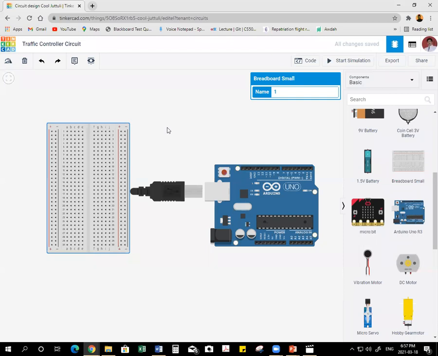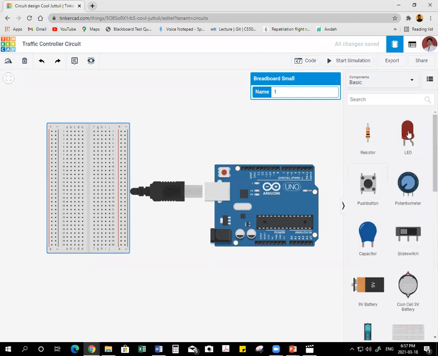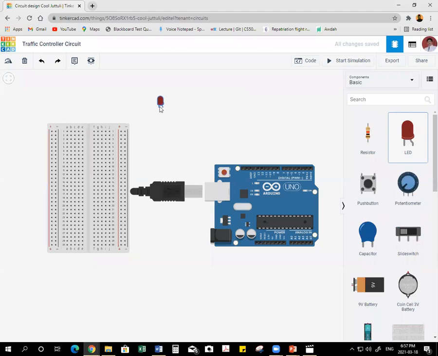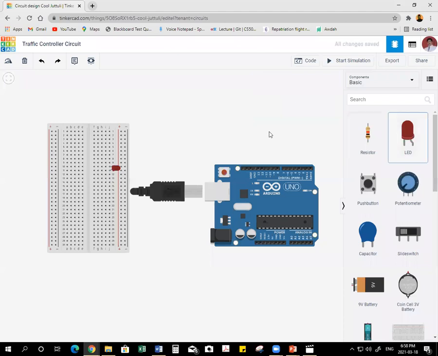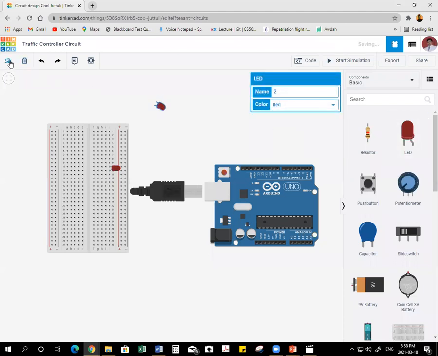What we need is three LEDs. What lights are there in a traffic light? Red, yellow, and green. So we need three LEDs. Just take one LED, and I can rotate this one. Now place it here because I need a connection. Place it on the top one, and you can have red. No problem. Another LED, rotate this and keep it somewhere here.